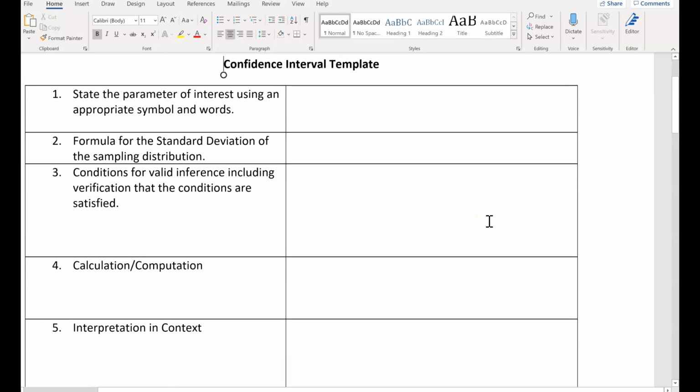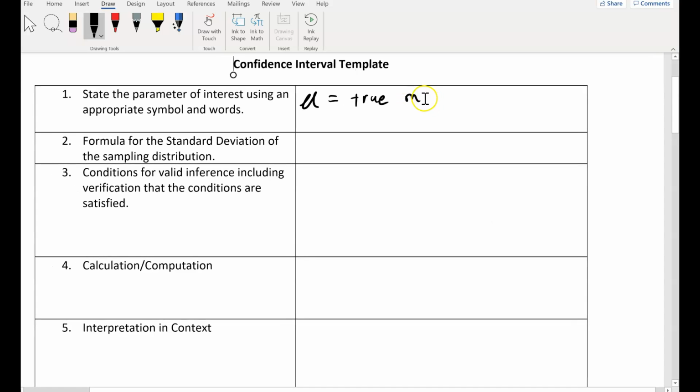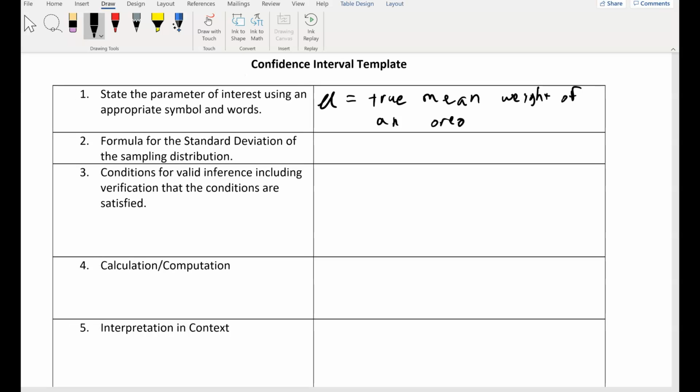Okay, so the parameter of interest now, instead of this being p, is going to be mu equals the true mean or true average weight of an Oreo cookie. Okay. The formula for the standard deviation of the sampling distribution, again, this is easier now. It's the sample standard deviation divided by the square root of n. In this case, it would be square root of 36.